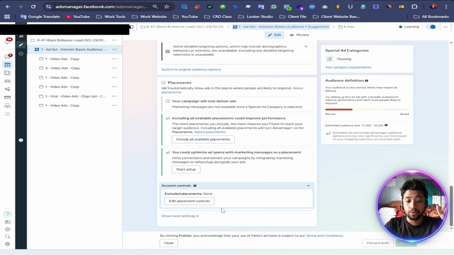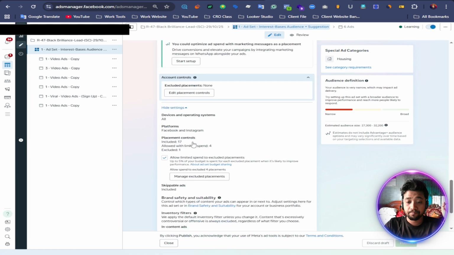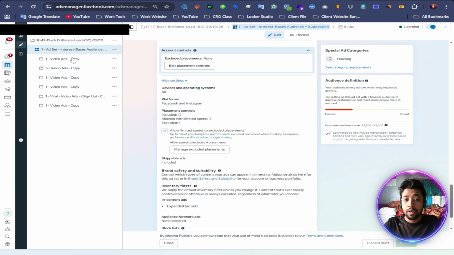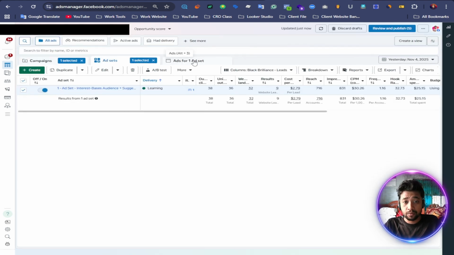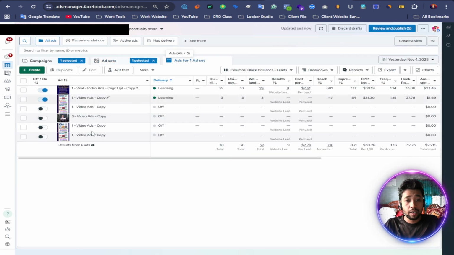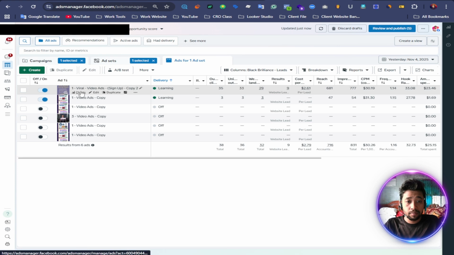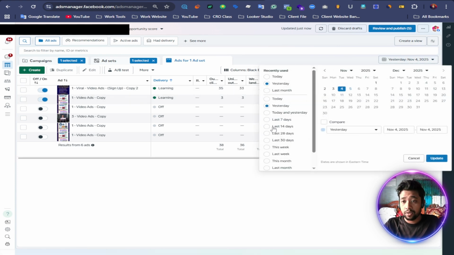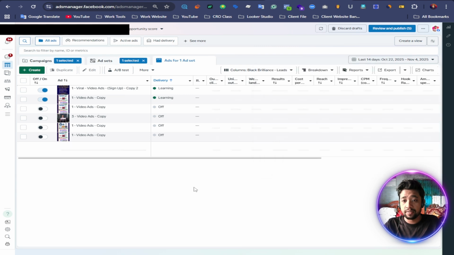And also look at that, our placement is only Facebook and Instagram. And also just look at what kind of ads I use. So just go to the ads under the ad set. I am using almost 6 ads right now, and look at that, I can check the last 40 days. So look at that.